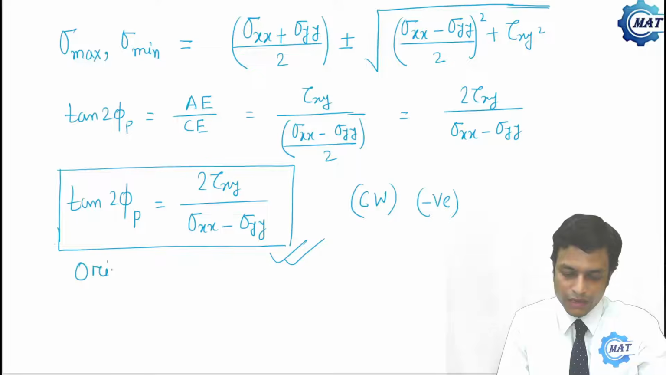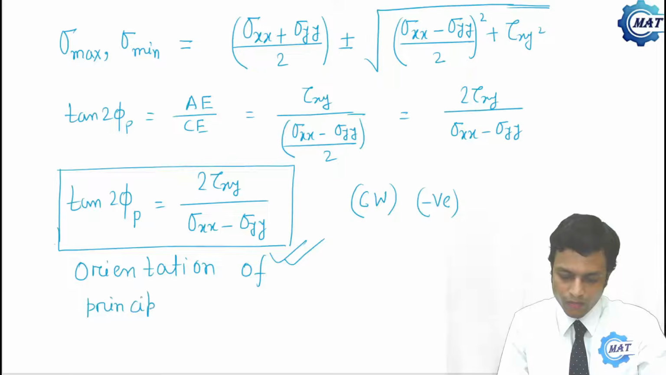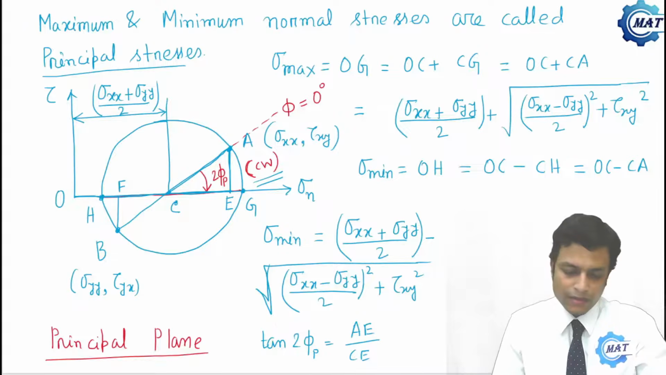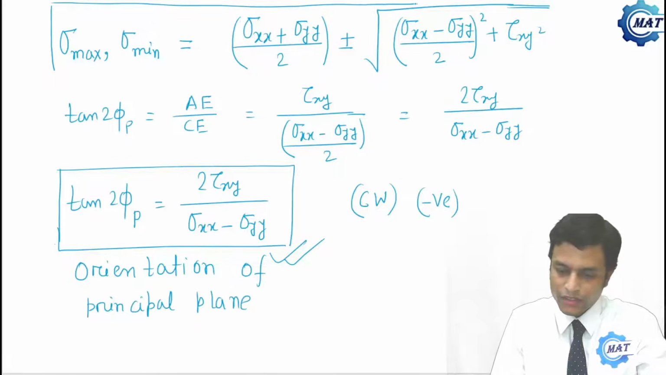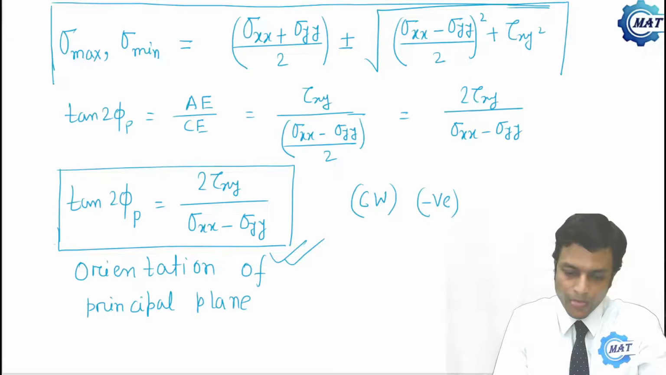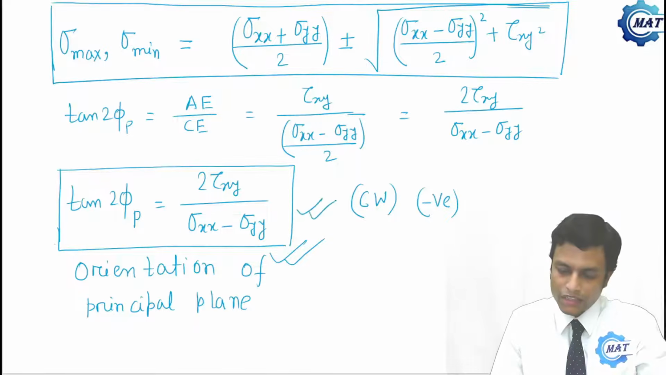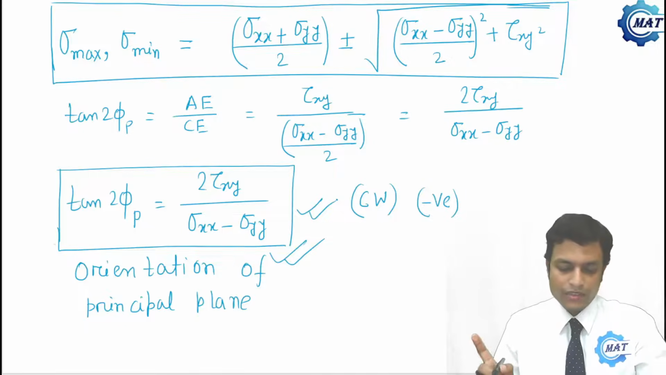So this is the orientation of the principal plane. So we have calculated the value of principal stresses. This equation gives the values of principal stresses, a very important formula. And this is the orientation of the principal plane. The plane on which principal stresses are acting is called the principal plane.